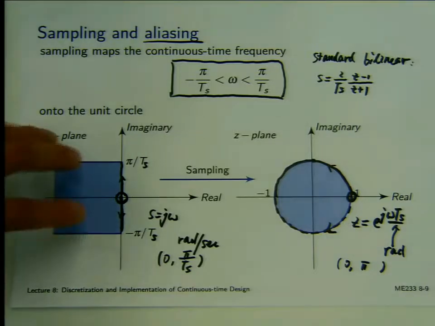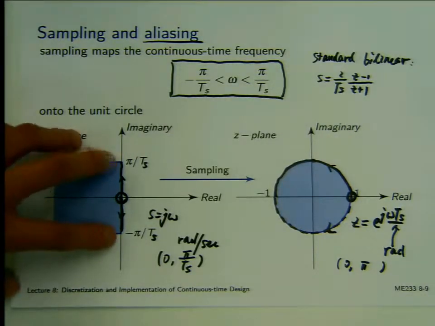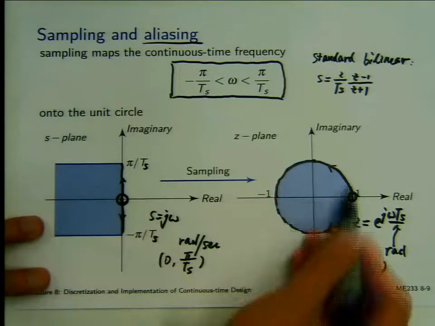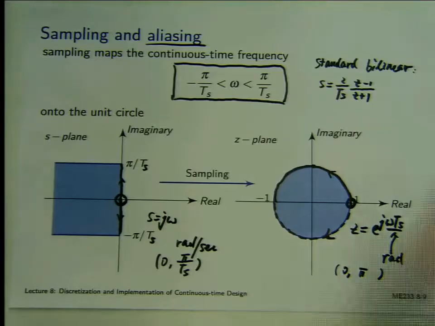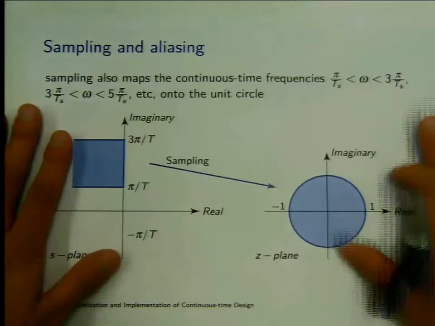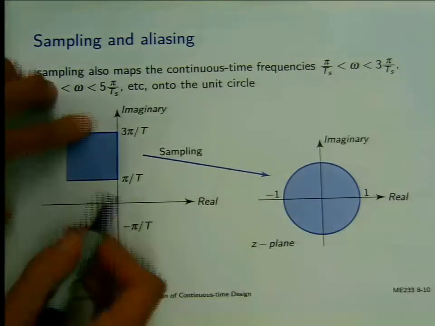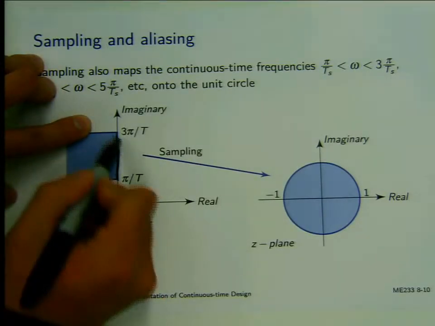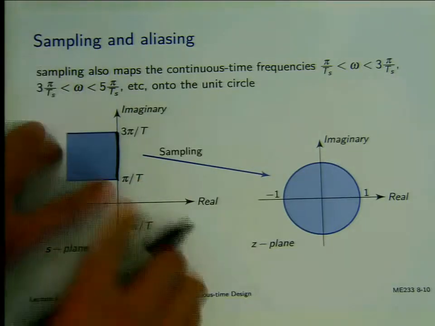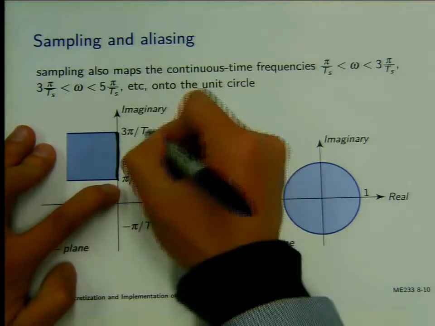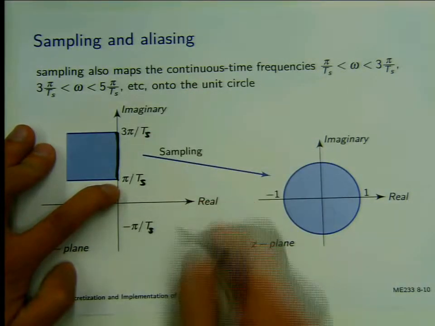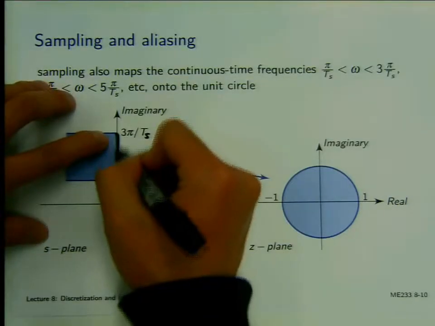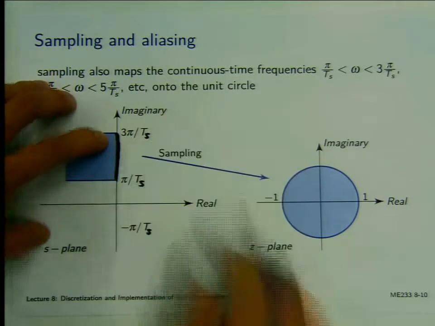A very interesting phenomenon is going to happen very soon. If you think about it, is this range mapped to the unit circle? What do you think? Now take a look at here. Take a look at this new frequency range, from pi divided by Ts to 3 pi divided by Ts. What does this solid black line map to in the discrete time case?